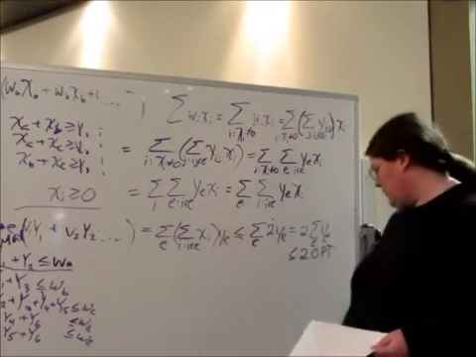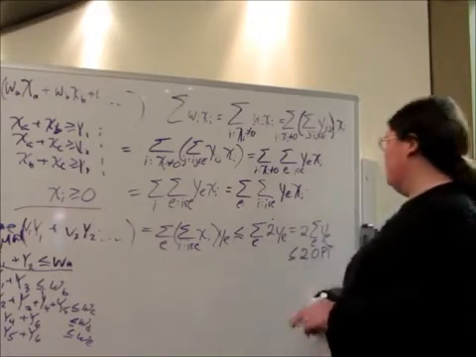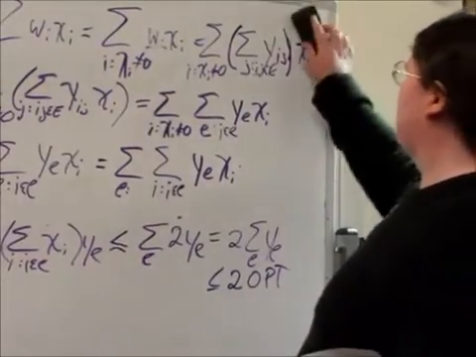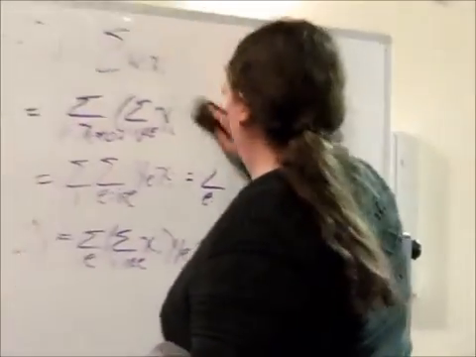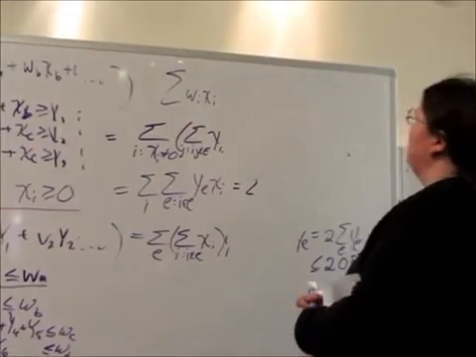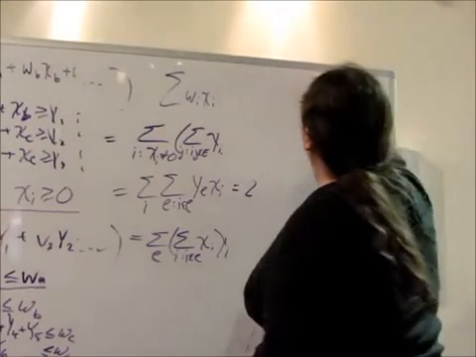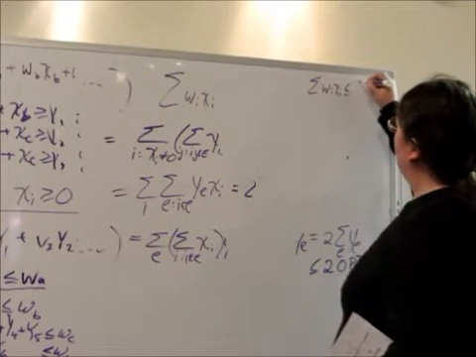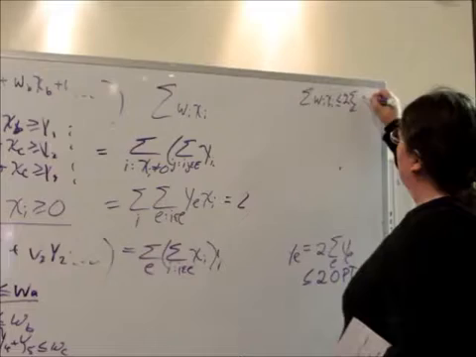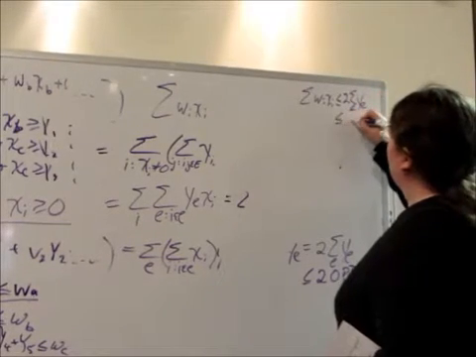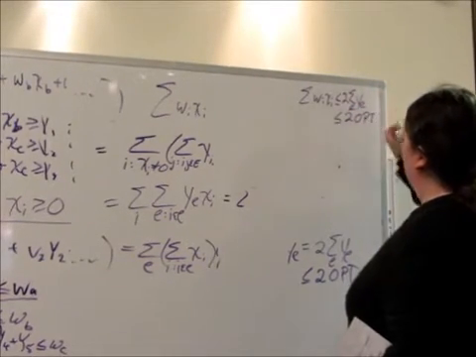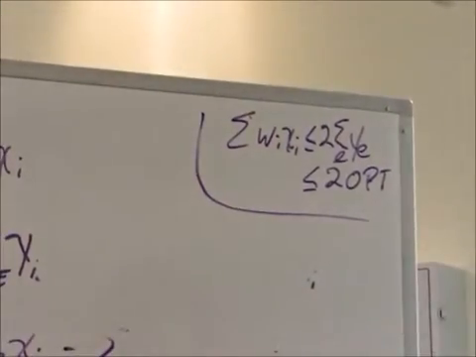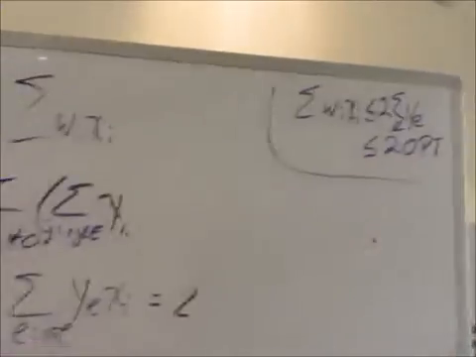But I'm probably going to have to erase a lot of this, but I want us to remember what our conclusion was. So the important bits, after we skipped over all of this, is that we said that the sum of the weights is less than or equal to 2 times the sum of ye's, and that was going to be less than or equal to 2 times opt. So keep in mind that that was the conclusion that we had.